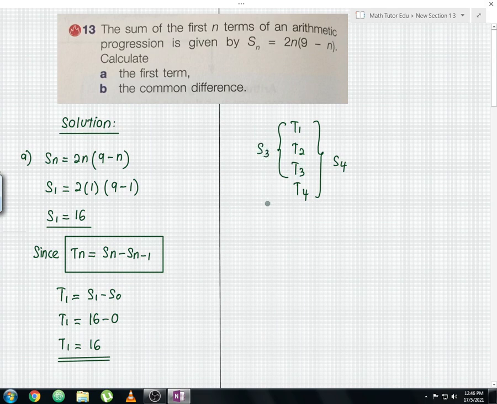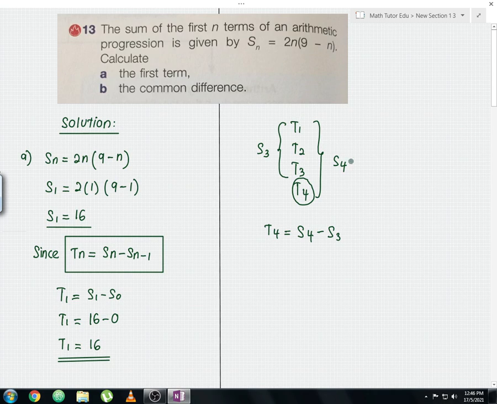In case you want to find T4, the fourth term will be equals to S4, the sum of the fourth term, minus the sum of the third term. So when you minus them out, the only term you are left with is T4. So that's how you get T4 is equals to S4 minus S3. Since you have a small number of progression, you can write it down.